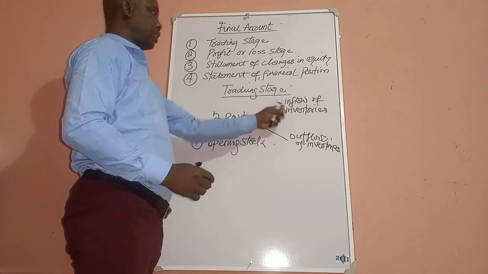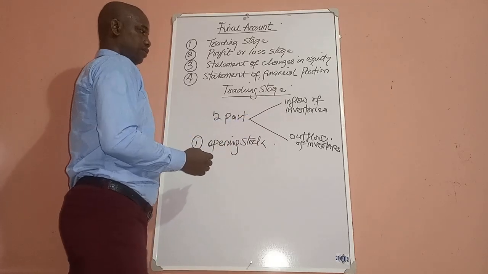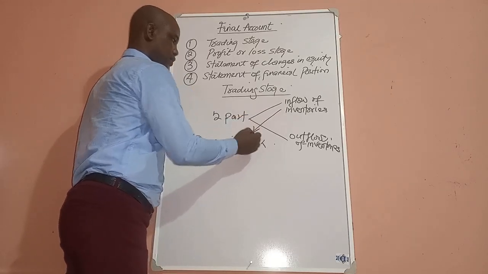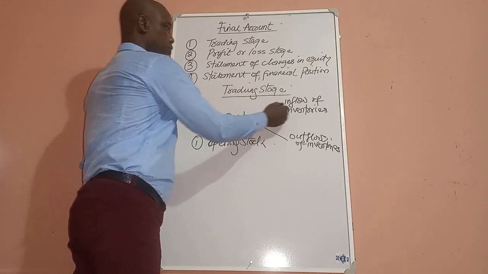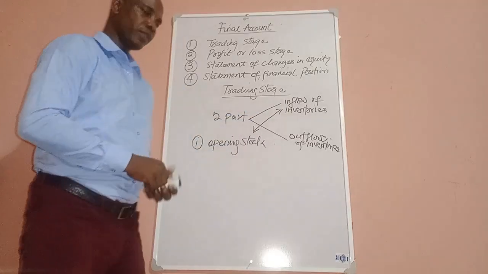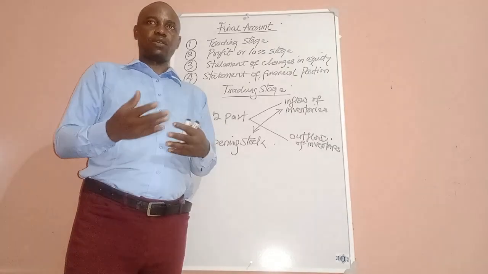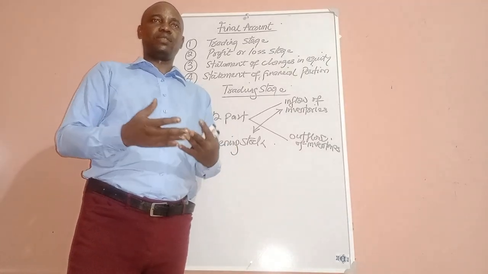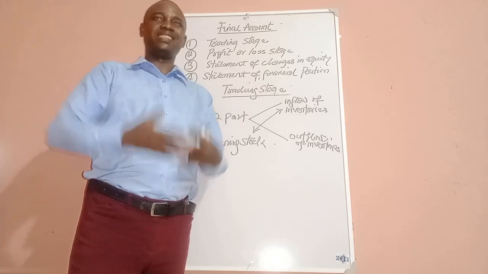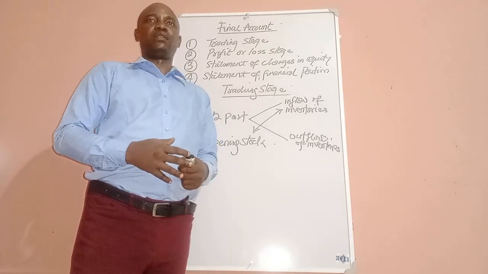Opening stock under inflow of inventory. Under this, we're talking about opening stock, because whenever you open your shop, all the things you see there that you are selling are called stock. They are inventories. So that is the first thing you see, the first item there.